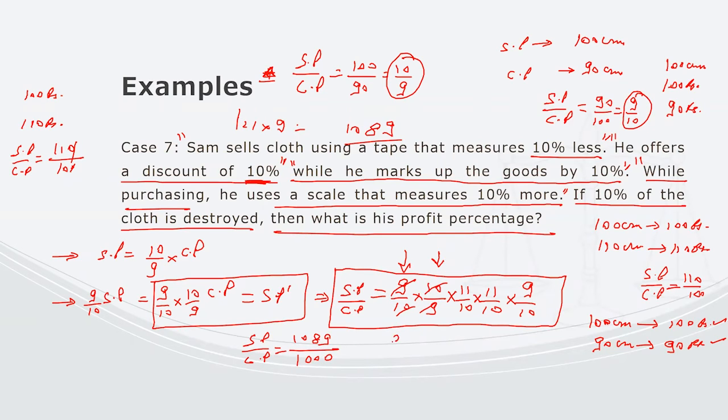So what will be the profit percentage? Profit percentage will be 89 by 1000 into 100. And that's going to be what? 8.9% profit. Remember this thing, that your ratio of selling price by cost price is turning out to be greater than 1. That means ultimately you are generating a profit. Had this ratio been less than 1, I would have said that we are generating a loss. But in this particular case, it is more than 1, right? So we will say it is an 8.9% profit.